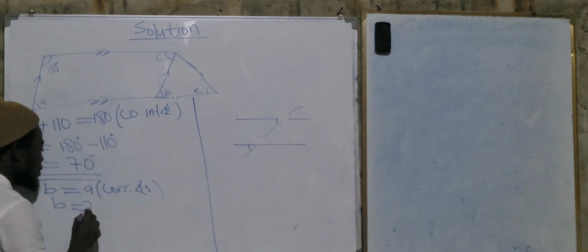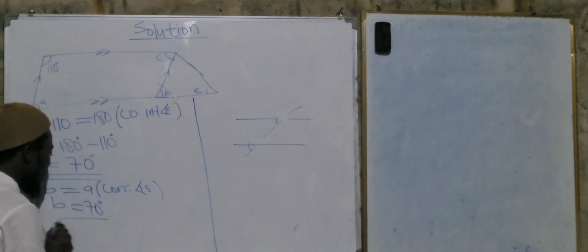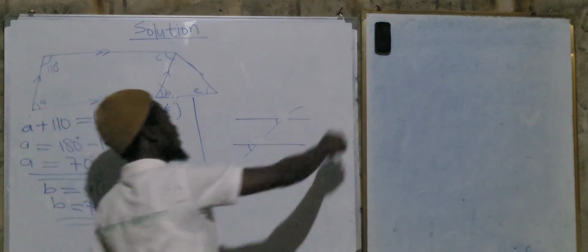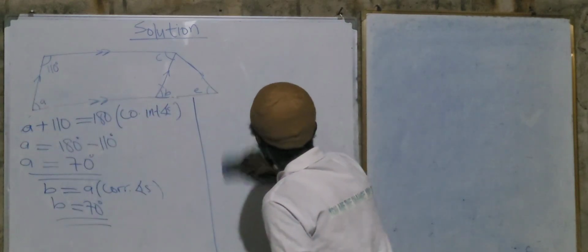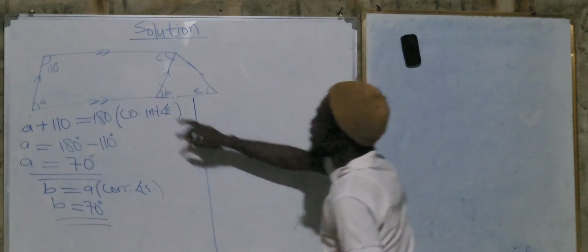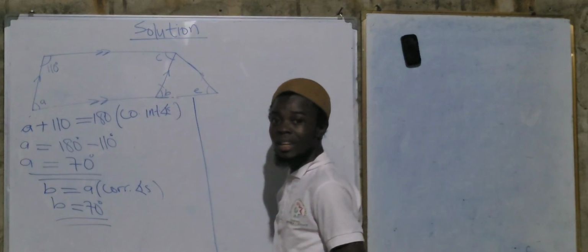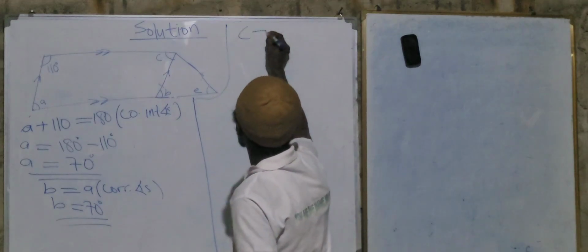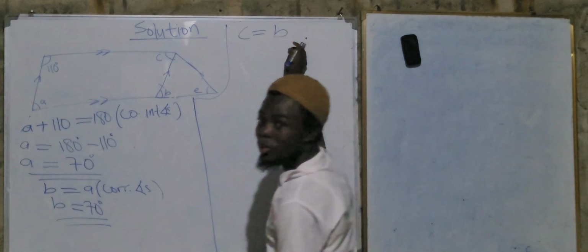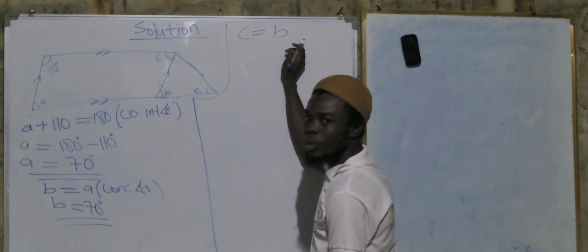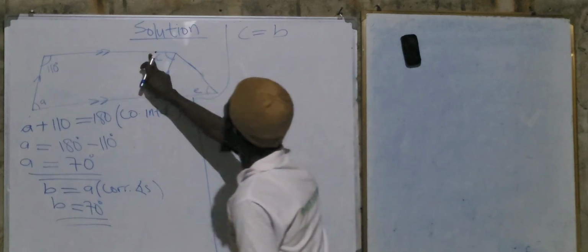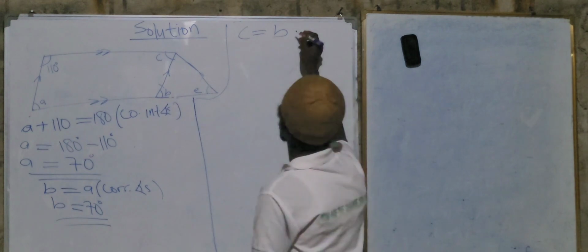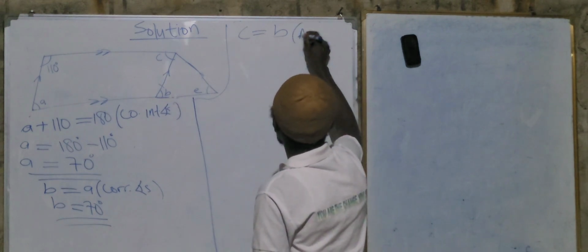But what is A now? A is 70 degrees again, right? So we have got the value for B. Are we right here? So we come here again and find the value of C. We can now say C is equal to B. What is the reason again? Alternate angles. This guy here and this guy give you a Z shape, right? Have you seen this one now?